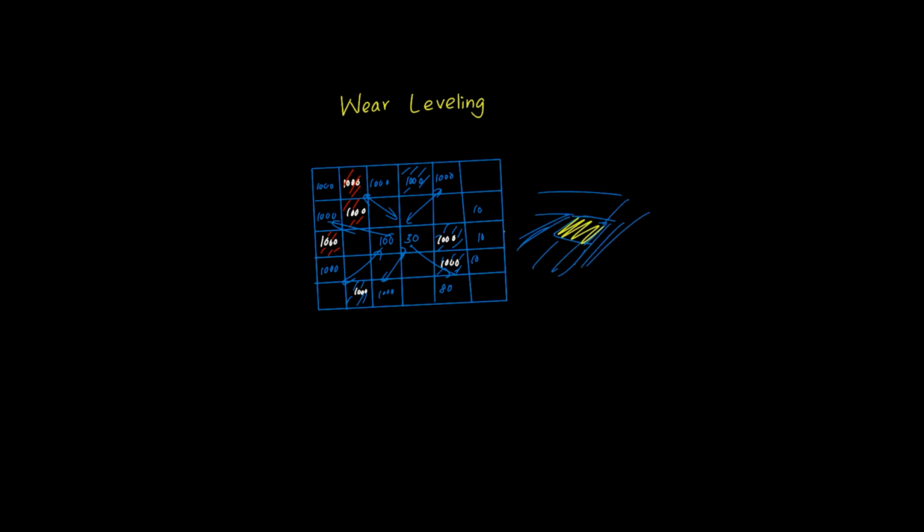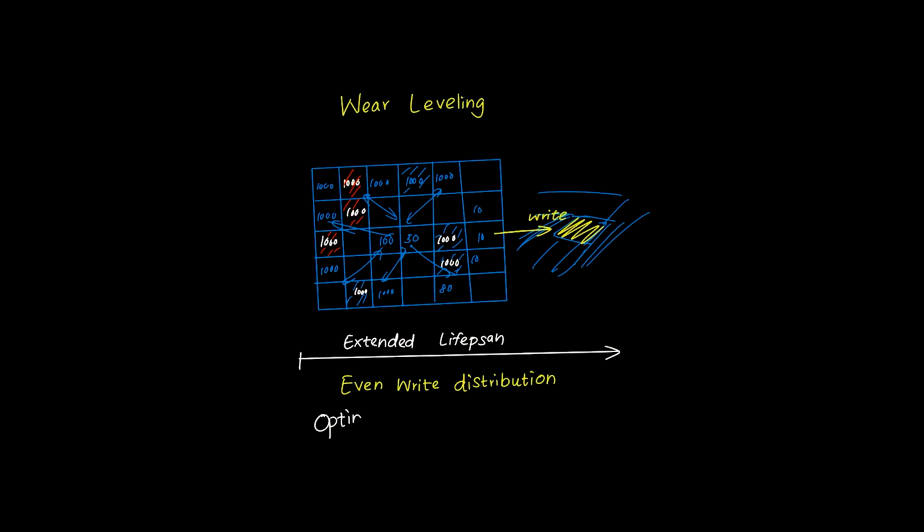It's like rotating crops in farming, using different fields each season to prevent soil exhaustion. When you update a file, the controller writes it to the least used cells, not the same location. Even static data gets moved periodically to free up low-wear cells for active use. This technique can extend an SSD's life from months to decades.